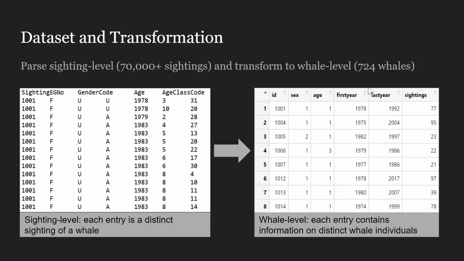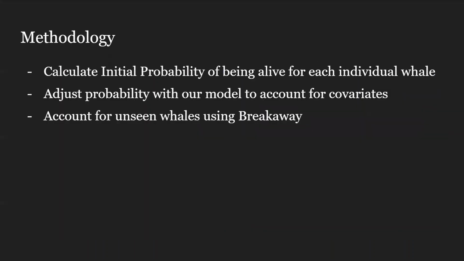So the data set that we use is from NARWC. It's a sighting level data set where each entry is information about each sighting. So it had over 70,000 sightings. Our job was to transform this to whale level so that each entry has information about individual distinct whales. So we transformed it so that we have information about 724 distinct whales, which fit better for our problem because we wanted to calculate the probability of being alive for individual whales.